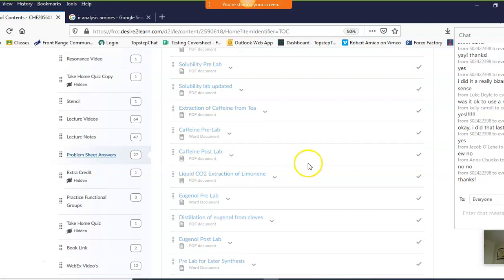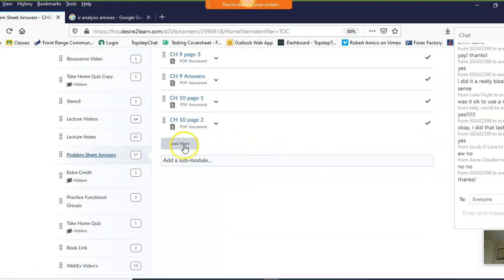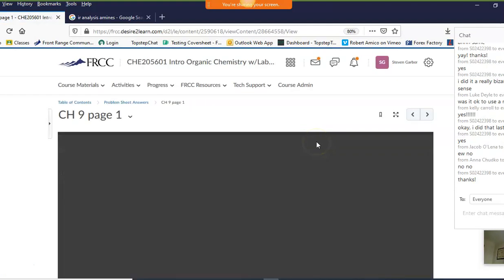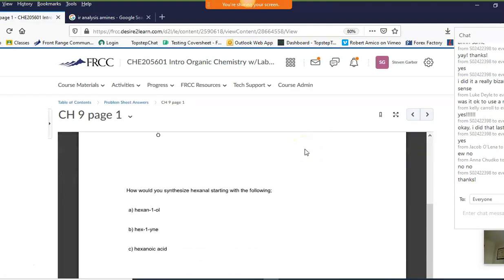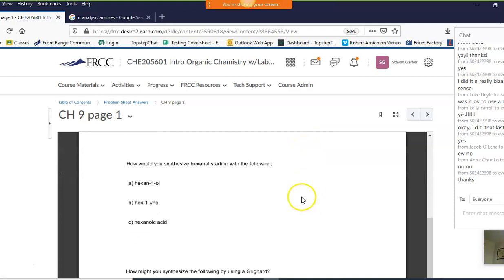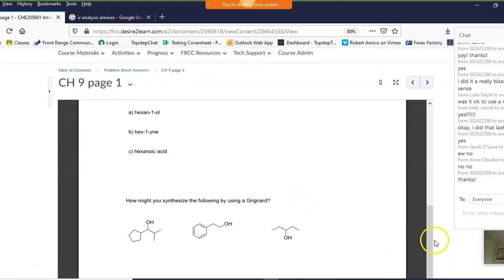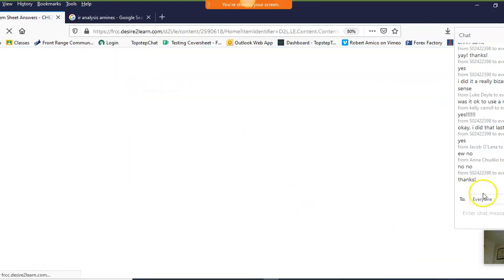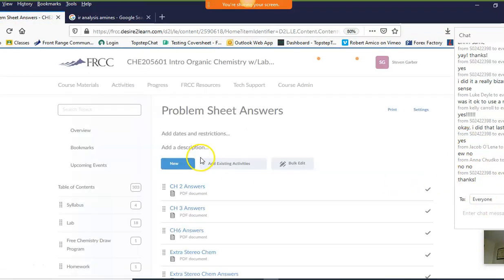Problem sheets. I think I posted just the sheets, right? Yeah, this is chapter 9. Just the answers. Let's see. Yeah, I pulled these up yesterday. I think chapter 1, page 1 is just naming. How do you synthesize? Yeah, I think we should get to the more complicated ones. Based off the people who are answering in here, it looks like you guys have a good handle on it.